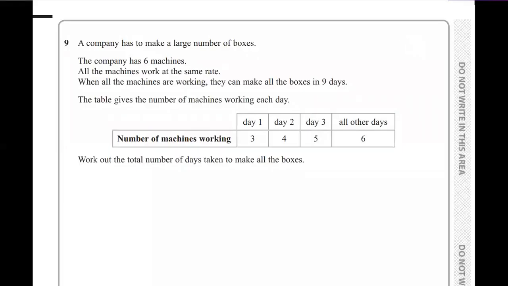Ibrahim, can you help me with this question? It says the company has to make a large number of boxes. The company has 6 machines. All machines work at the same rate. When the machines are working, they can all make the boxes in 9 days. The table gives the number of machines working each day. Work out the total number of days taken to make all the boxes.